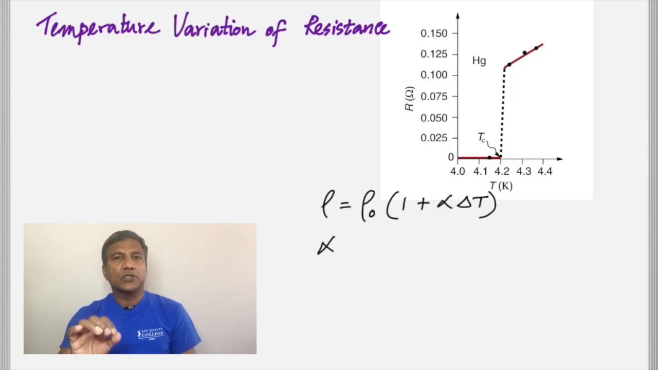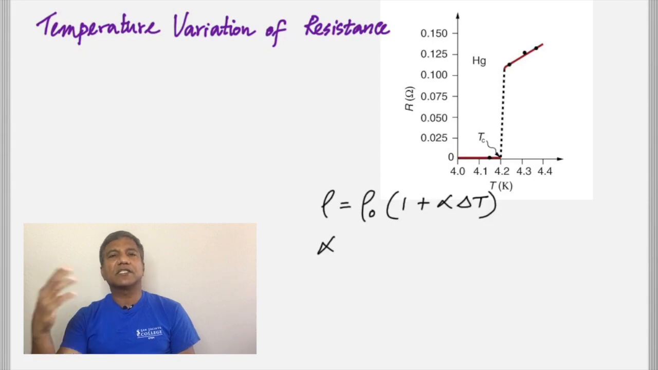And in physics, the room temperature is taken as 20 degrees Celsius. So rho naught is the resistivity at 20 degrees Celsius. Rho is the resistivity at any other temperature. Alpha is a constant for each material, and it's called the temperature coefficient of resistance. And delta T is the change in temperature, which means if you're looking for resistivity at 60 degrees Celsius, 60 minus 20 is 40. So delta T would be 40.